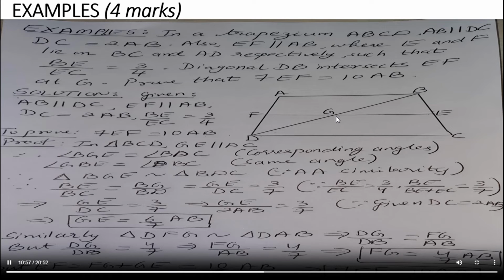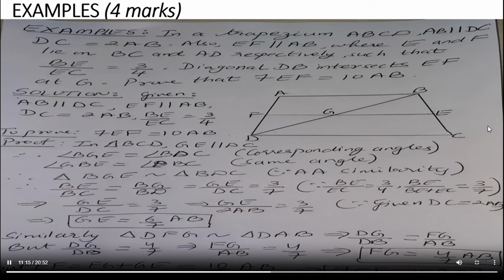Prove that 7EF is equal to 10AB. Now first we list what is given to us. We are given AB is parallel to DC, EF is parallel to AB. Also DC is equal to 2AB and BE upon EC, this ratio is 3 by 4.